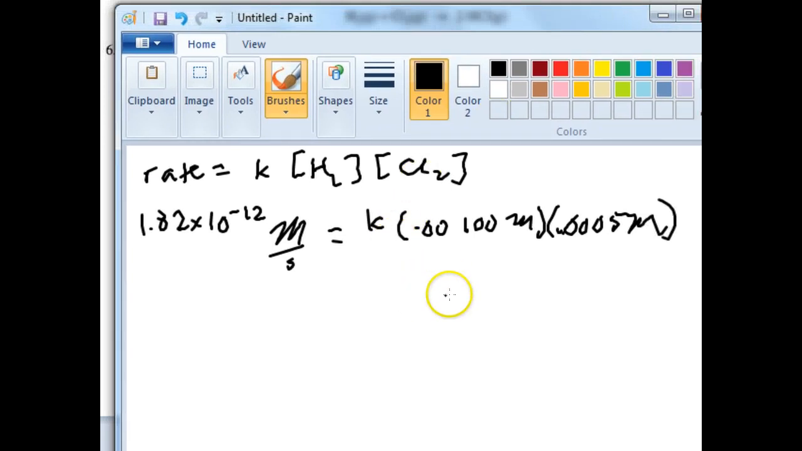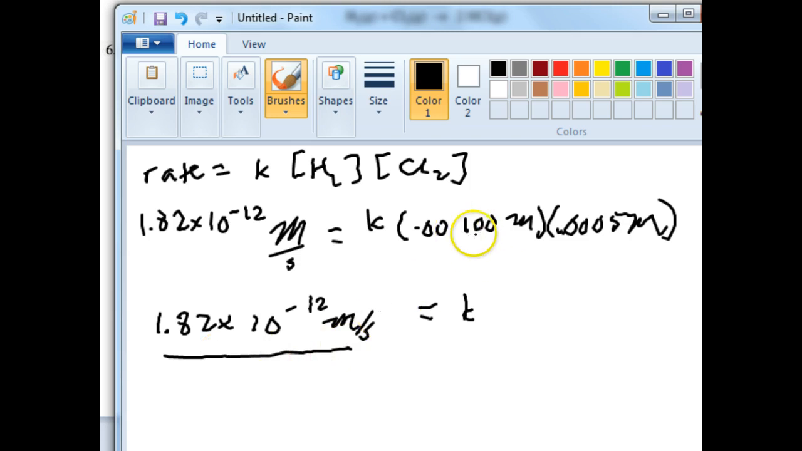Okay, solve for K. So 1.82 times 10 to the minus 12 molar per second over this. It's 0.001, and then there are 3 decimal places here, so 1, 2, 3, 5. That's right. Molar times molar is molar squared.